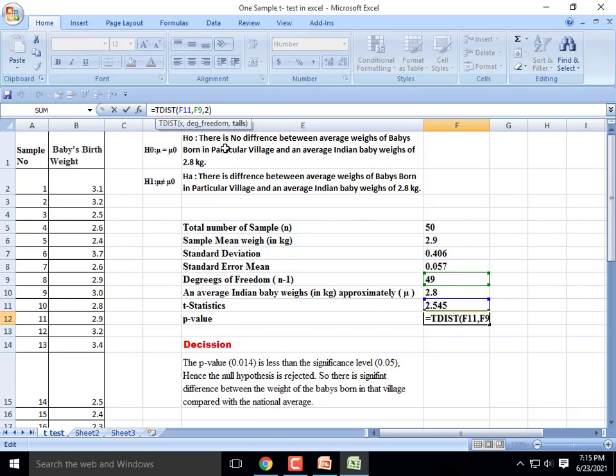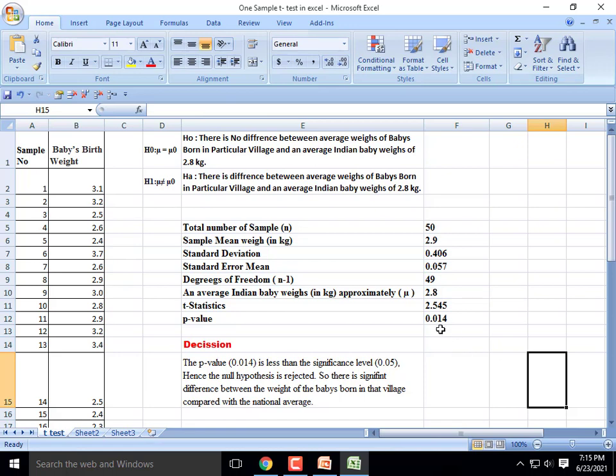That means there is no difference between average weights. So in this case we are using a two tail test. So here we are using 2. In case we are using a one tail test, we want to use 1. So for the two tail test, the value is 0.014. So now we want to decide whether we are going to accept the H0 or reject the H0.